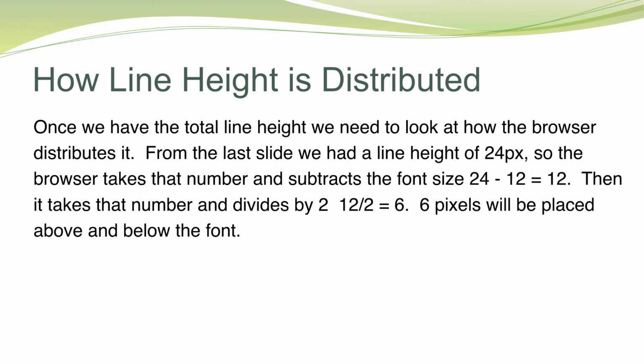Once we have the total line height, we need to look at how the browser distributes it. From the last slide, we had a line height of 24 pixels. So the browser takes that number and subtracts the font size. 24 minus 12 equals 12. It then takes that number and divides it by 2. 12 divided by 2 equals 6. 6 pixels will be placed above and below the font.